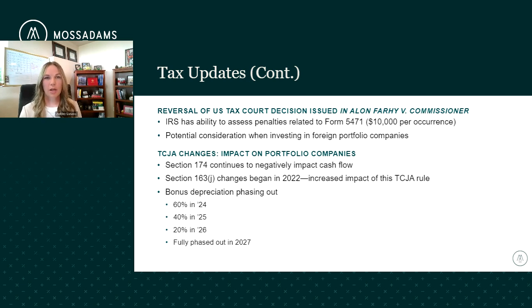In terms of TCJA changes, I've kind of already touched on these. Section 174, with no deduction for research and experimentation costs, is just a continued drain on cash flows for businesses. Entities are still being limited by the business interest deduction, and businesses are continuing to feel it more and more as bonus depreciation has started to phase out.